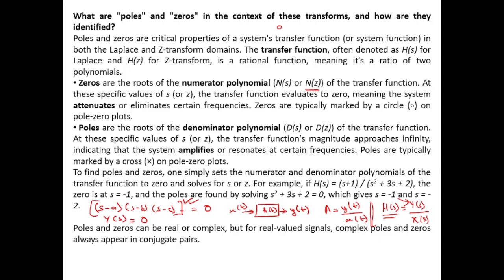On the other hand, if you try to find out the roots of x of s, what will happen? When x of s becomes 0, h of s becomes infinity. Infinity means its amplitude increases multifold, its amplitude increases multifold.